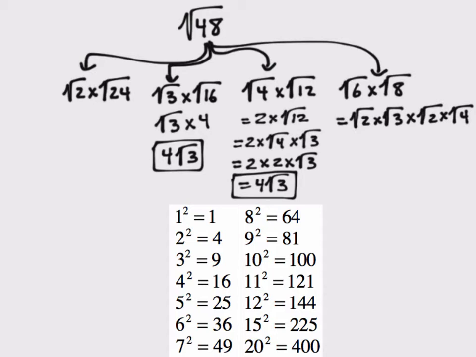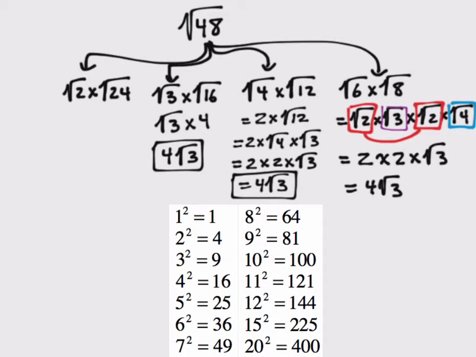Now check it out. I see that we've got a square root of 2 and another square root of 2. And I know that the square root of 2 multiplied by the square root of 2 is 2. We also have the square root of 4. And 4 is a perfect square. Its square root is 2. And then we're left with the square root of 3. And so we end up with 2 times the square root of 3. We end up with the exact same simplified version.